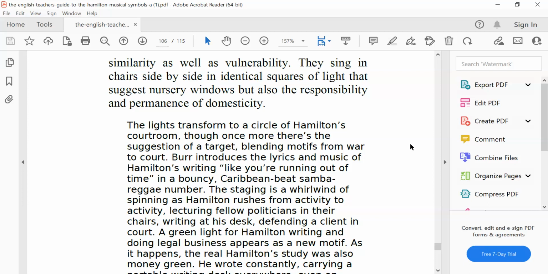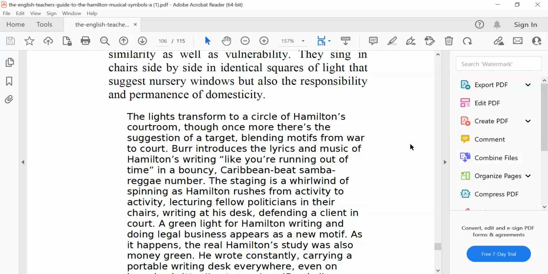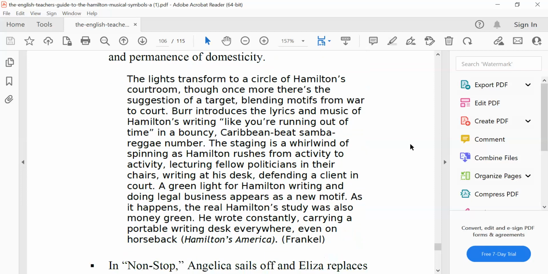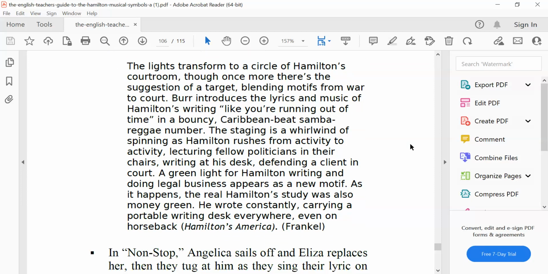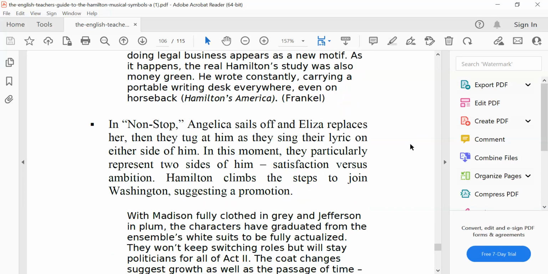As we sing about writing like you're running out of time and we get the Caribbean music going on, we're back to the spinning and spinning and spinning in a whirlwind of activity because he's rushing from activity to activity to activity. We've got a green light for Hamilton as he's writing and doing legal business. Real Hamilton's study was the green of money, actually, and he did write everywhere, but we just see him kind of bouncing around all the bits of the stage, suggesting how crazy busy he is.